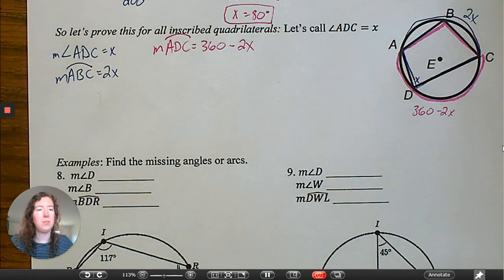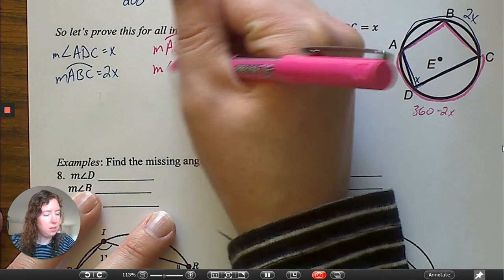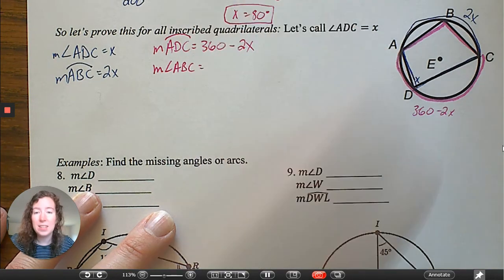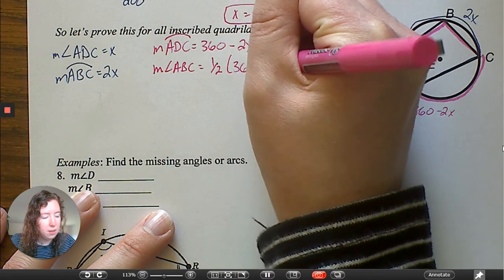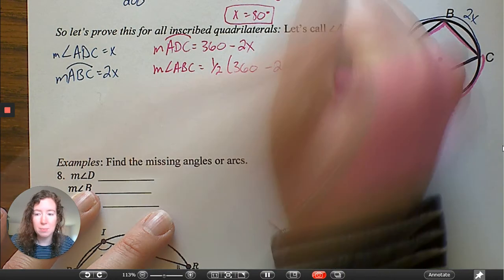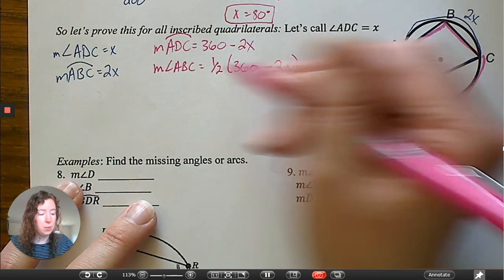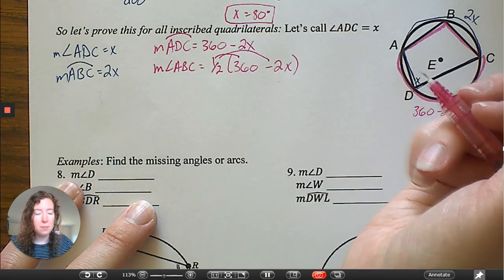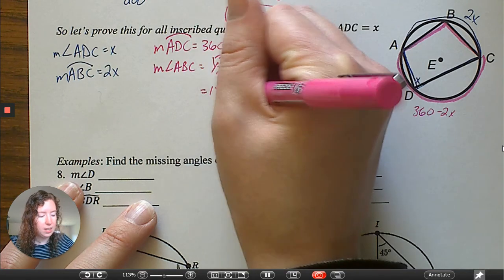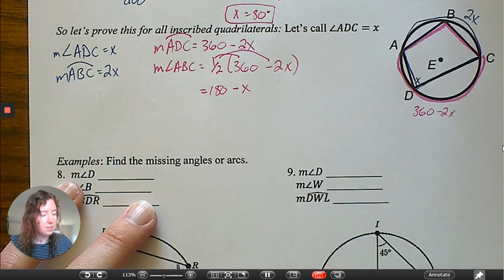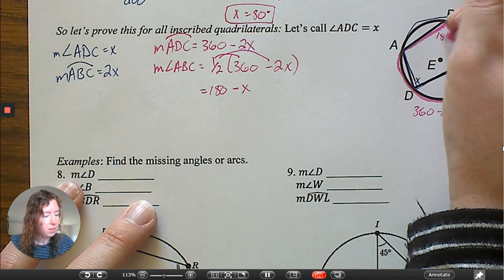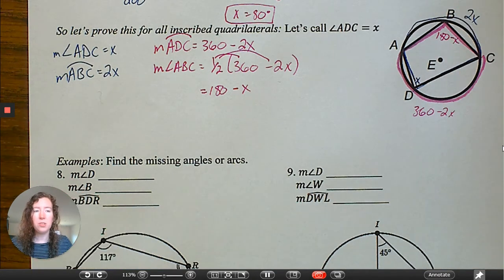So then if we want to find the measure of angle ABC, as an inscribed angle, I know it's going to be half of the arc that it intercepts. So let's distribute that 1/2, clean this up a little. Half of 360 is 180. Half of 2x is just x. So this is 180 minus x. And our goal is to show that these two angles together are supplementary. So let's add them together.